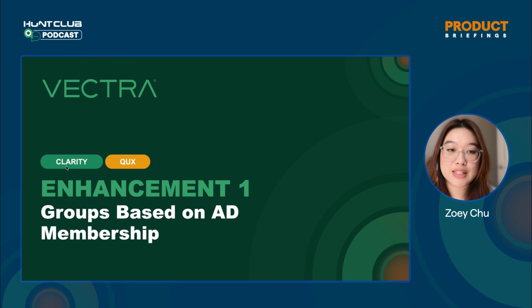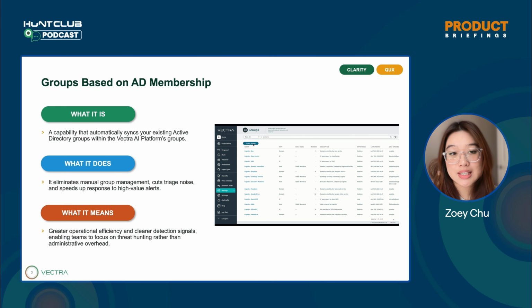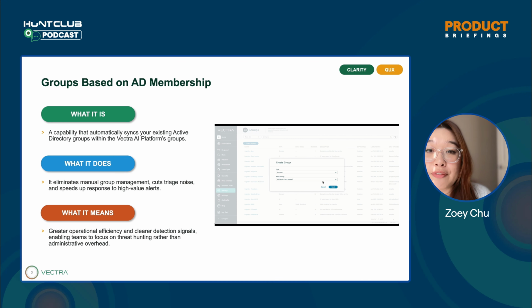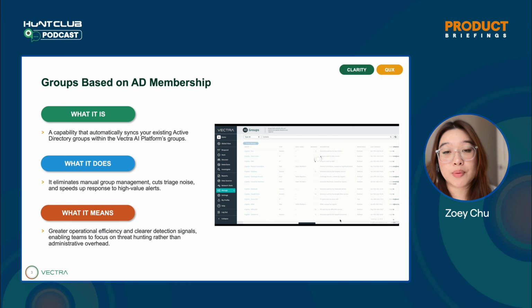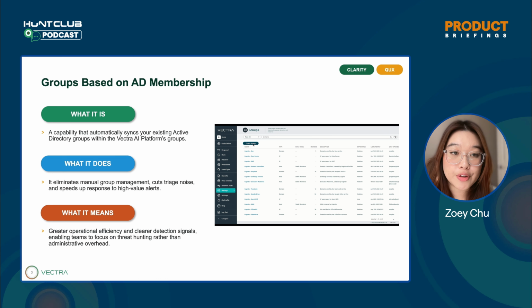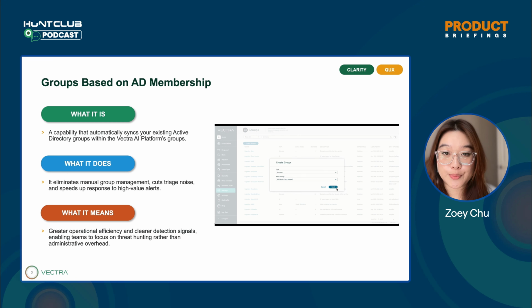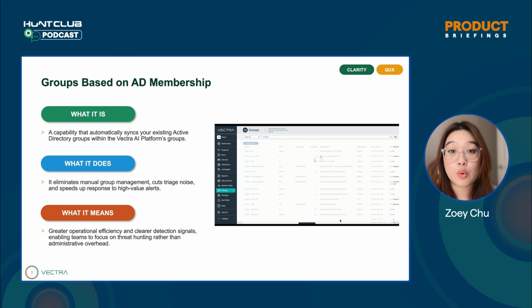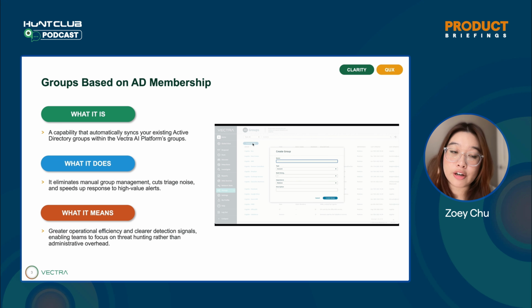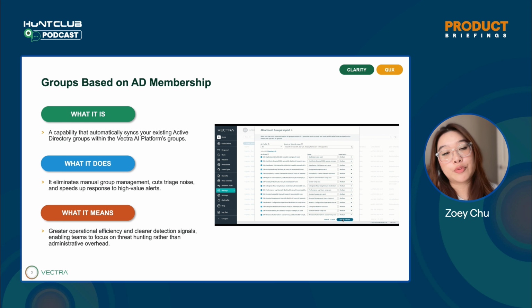Our first enhancement is our clarity-based enhancement on groups based on AD membership, and this is specifically on our Quadrant UX. If you haven't checked out our podcast specifically on this feature, it is a capability that automatically syncs your existing Active Directory groups with the Vectra AI platform's groups. These groups contribute to things such as prioritization, the urgency score, and the threat velocity, which are very important in terms of clarity and getting that clear signal that you need for action.